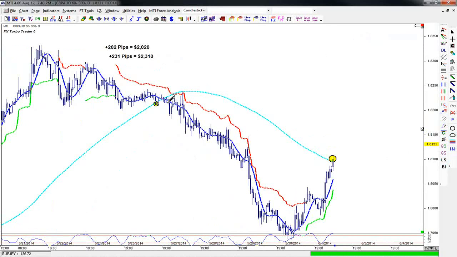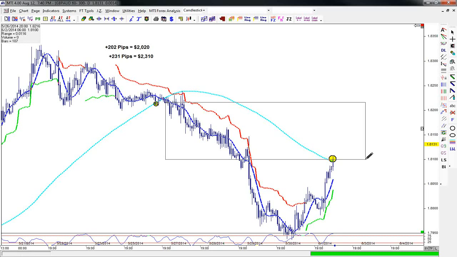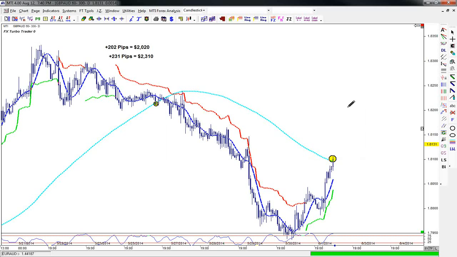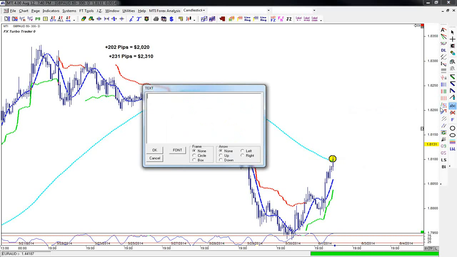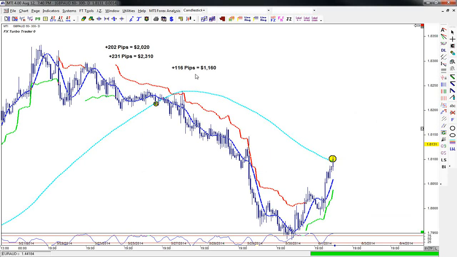I personally would have got into the market right here at the close of this candlestick, and I would have got out right here. And how many people can tell me how many pips that is? That's 116 pips, right? How many of you see that? Yep. Perfect. So you're up 116 pips, or 1,160 US dollars. So once again, we placed 3 trades, and look at where we're at right now.